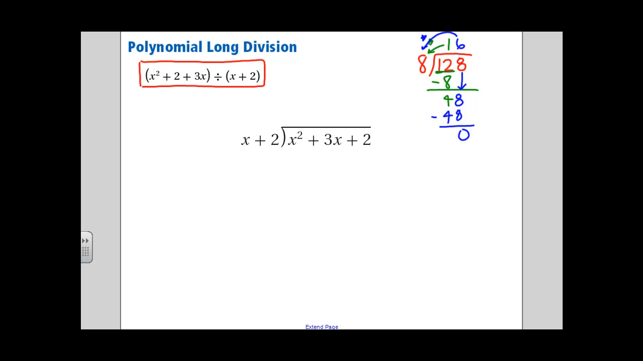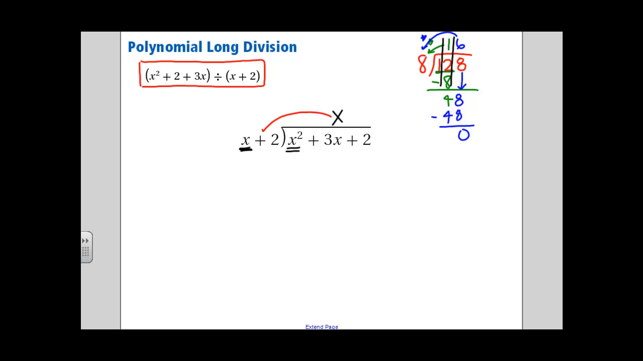So what we're going to do is just look at this front term right here, x. And we ask ourselves, how many times can x go into x squared? So it goes in 1x time. And I'm keeping the x here because it's in the x column. Just like back here with my numbers, this 1 was in the tens column and the 6 was in the ones column. So then we're going to do the same thing that we did for the numbers.